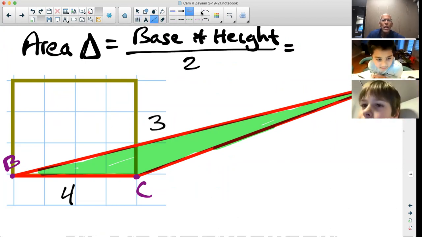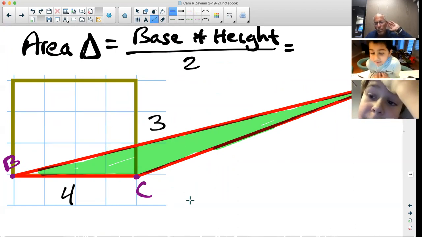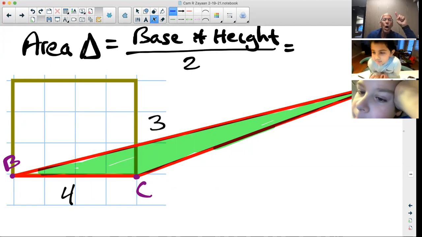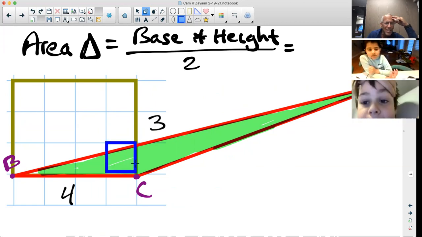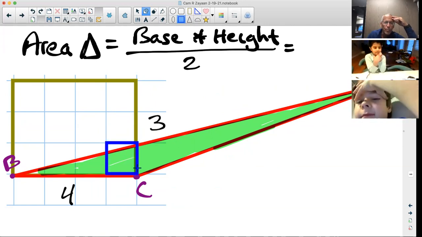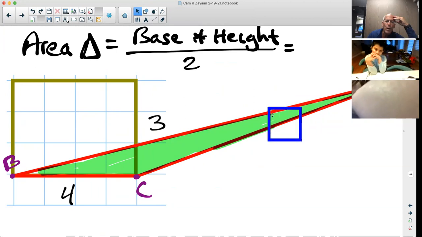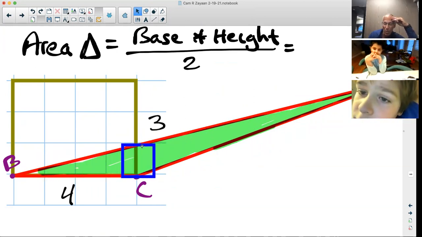Mr. Kramer, 22? Say again. 22. Now, I just want to draw for you. Boys, watch this. This is 1 square unit. Zayaan, do you think that the green area is going to make up 22 of these?